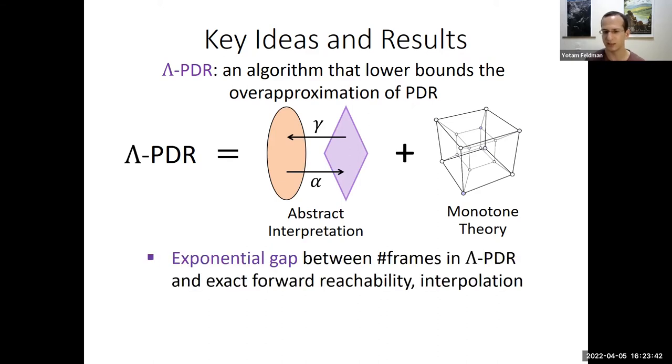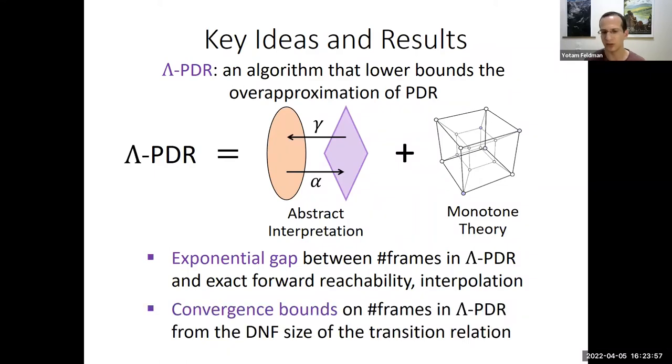And we show that this can lead to significant over-approximation and at times an exponential gap between the number of frames required for Lambda PDR to find an invariant and the number of iterations required for exact forward reachability to do the same. And we also provide general bounds on the number of frames before Lambda PDR converges, expressed using syntactic properties of the transition system the algorithm is analyzing, bringing together results from abstract interpretation, the monotone theory, and the completeness thresholds for bounded model checking.